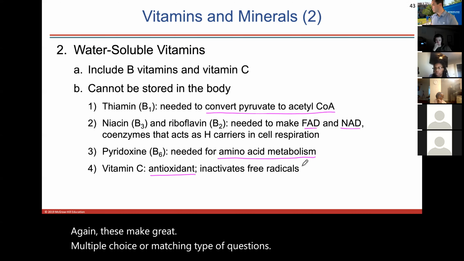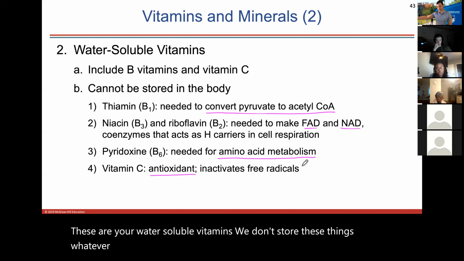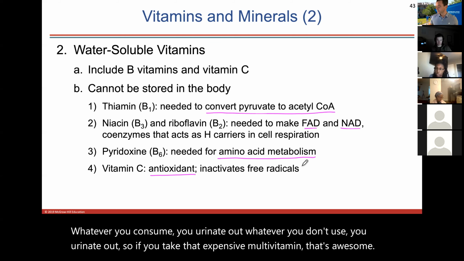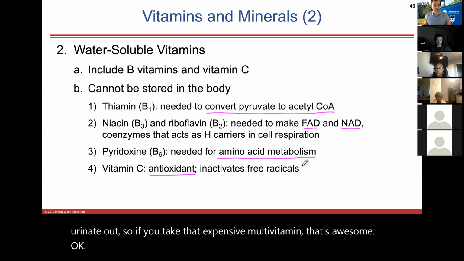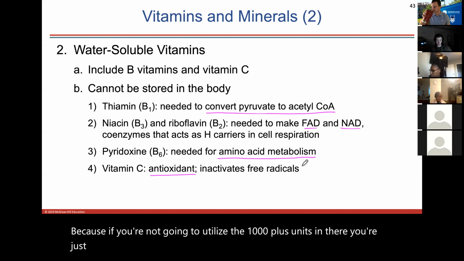These are your water-soluble vitamins. We don't store these things. Whatever you consume, you urinate out. Whatever you don't use, you urinate out. Okay? So if you take that expensive multivitamin, that's awesome. Okay? Hopefully you needed it. Because if you're not going to utilize the 1,000+ units in there, you're just going to urinate them all out.